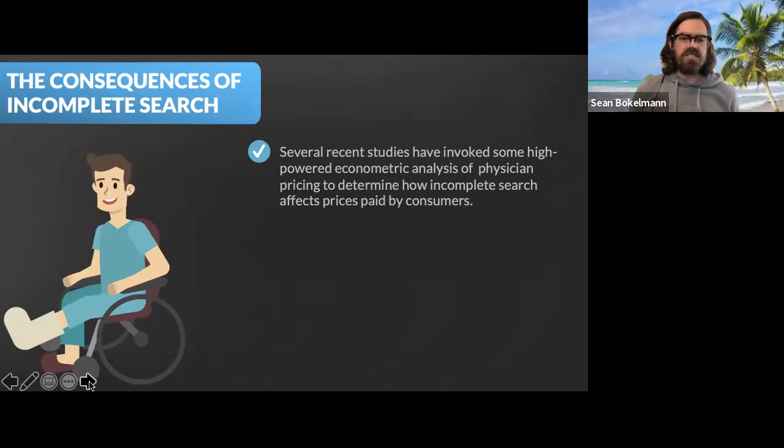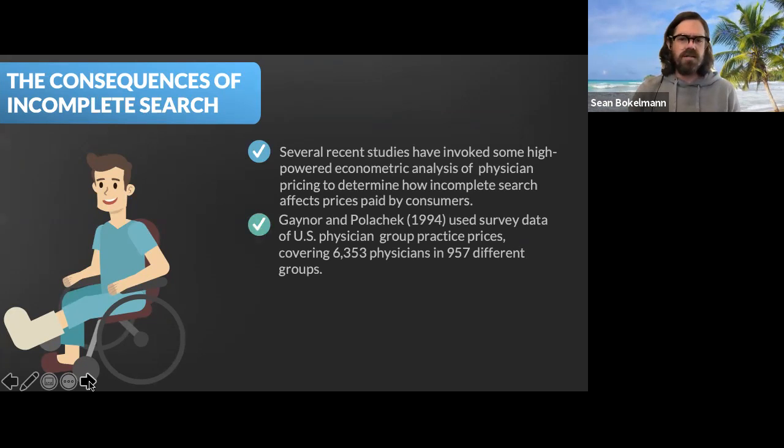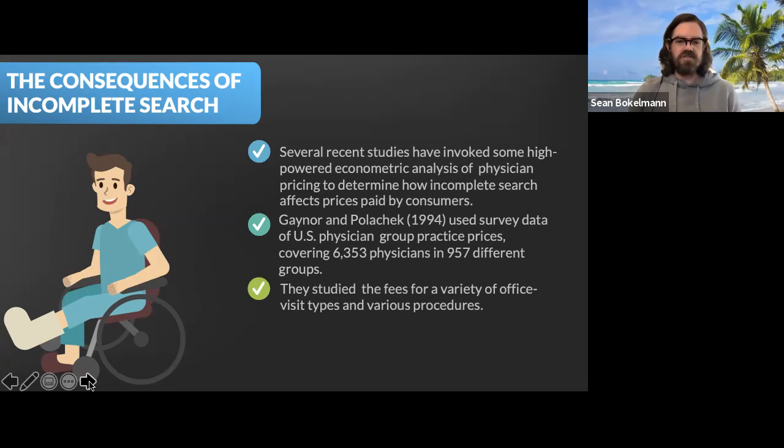Now, there have been recent studies that use some really powerful econometric analysis, really good statistical analysis. They look at physician pricing, and they try to determine how incomplete search might affect the prices that are paid by patients. This was Gaynor and Polachek. They used survey data of physicians in the U.S. that were part of group practices, and their data set consisted of over 6,000 physicians in almost 1,000 different physician groups.